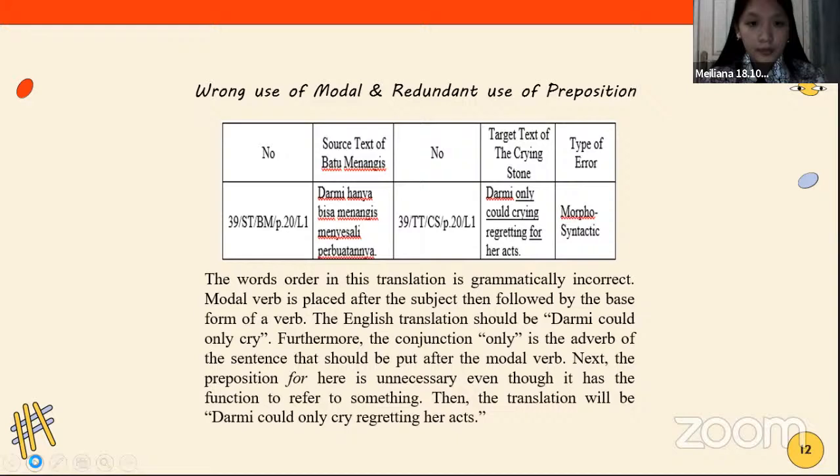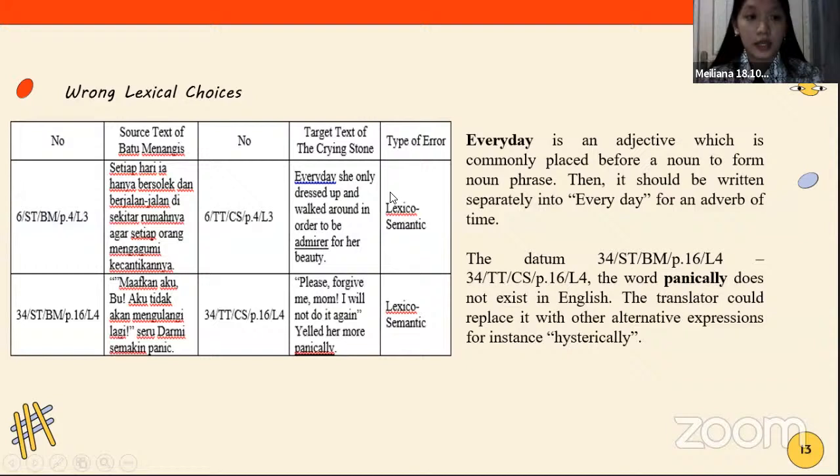And then for the problem of lexical semantic, the word meaning, I found wrong lexical choices. The word everyday is an adjective which is commonly placed before a noun to form a noun phrase. It should be written separately into every day because it indicates an adverb of time. And the next one is data number 34. The word panically, there is some alternative expression to express the panic experienced by the daughter. The translator should use hysterically or other alternative expressions because panically does not exist in English.